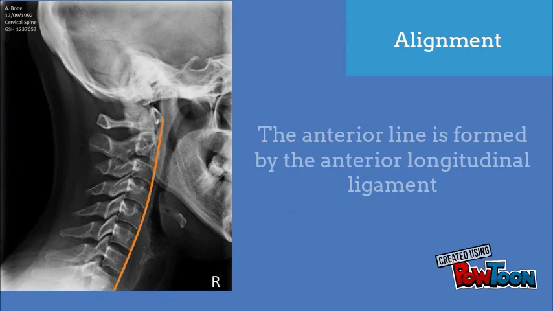Alignment. The anterior line is formed by the anterior longitudinal ligament. Draw this by joining the anterior portion of the vertebral bodies, and this should form a smooth, continuous curve anteriorly.